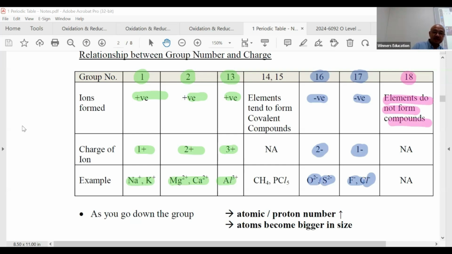The ones in the middle, not here, not there, have 4 to 5 valence electrons. So they tend to form what? Your carbon, your phosphorus tend to form covalent compounds, and therefore usually don't form ions. All right. So again, everyone should know this.